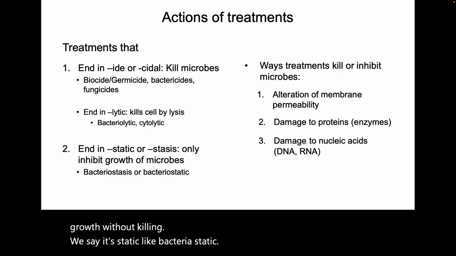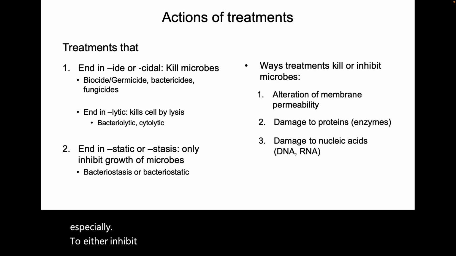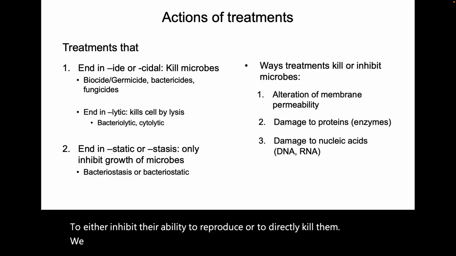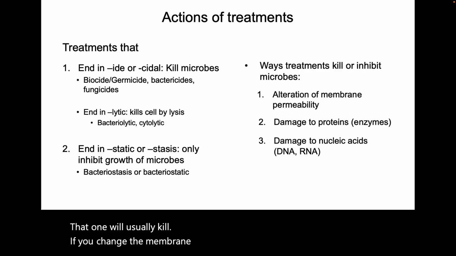And broadly, when we are talking about controlling microbial growth, especially to either inhibit their ability to reproduce or to directly kill them, we have 3 broad targets. 1, we alter the membrane. That one will usually kill. If you change the membrane enough, they will probably die.